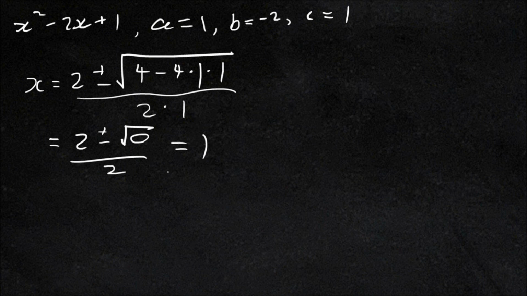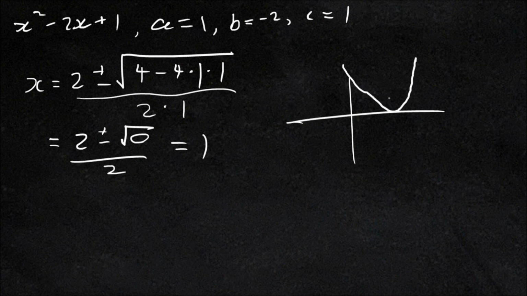So here we only have one answer, and that's because graphically this looks something like this. We have a parabola, and it comes down and it just touches the x-axis at one point, which is x equals 1. We'll look at one more example.